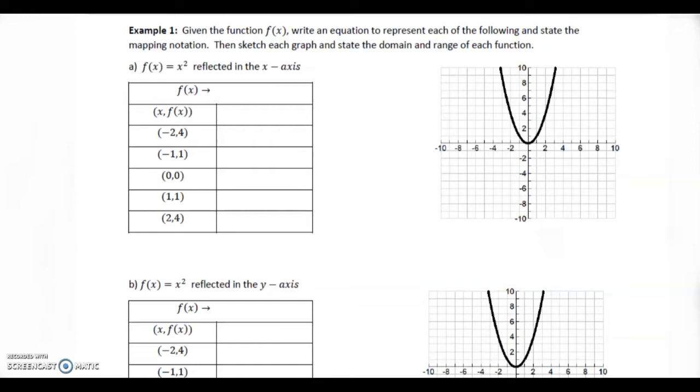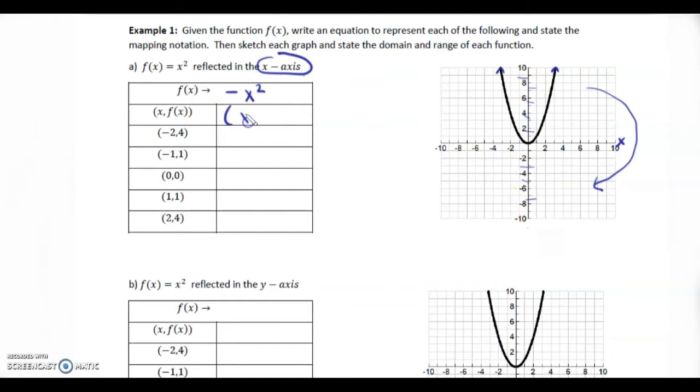Example 1. Given the function f of x, write an equation to represent each of the following, and then state the mapping notation. Then we're going to sketch the graph and state the domain and range. If we have f of x equals x squared, obviously this is a parabola. If it's reflected in the x-axis, as a function that's going to look like -x squared. Because it's reflected in the x-axis and getting reflected down, it's going to affect these y values.